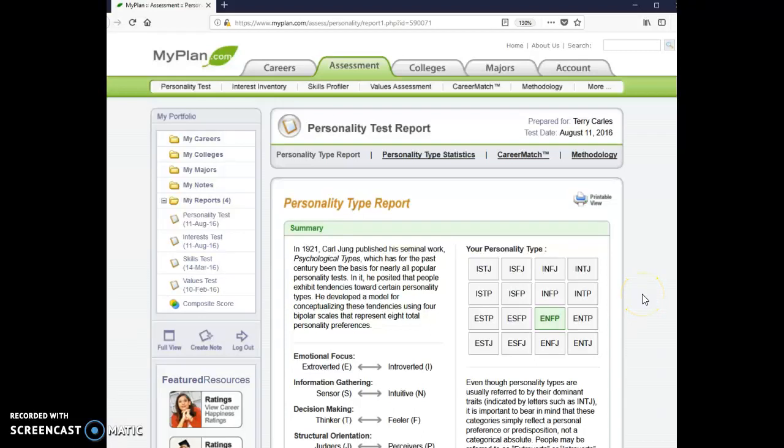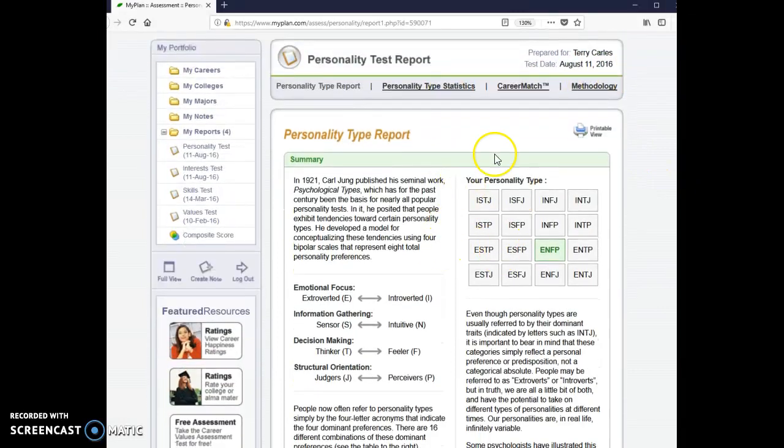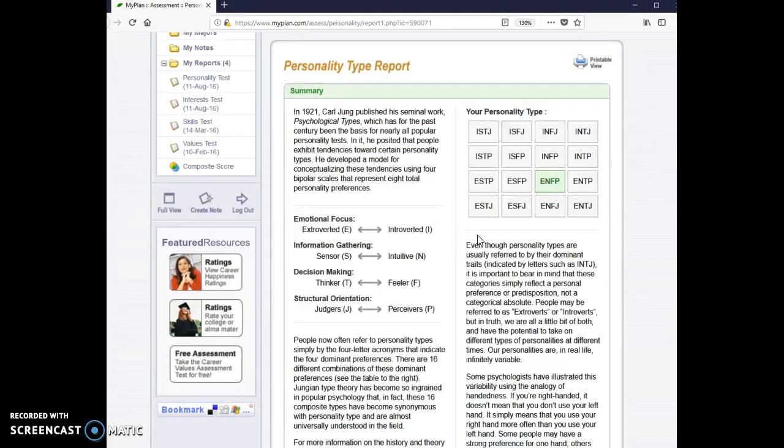As with the interest inventory that you took in an earlier module, it's important to understand the results of all your assessments in MyPlan. Let's take a minute and look at the results of the personality test. Here you will find a description of the personality type report. According to the work of Carl Jung, people exhibit tendencies towards certain personality types.